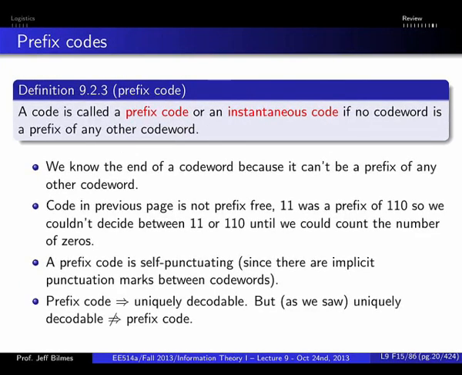And then a prefix code, also called an instantaneous code, is one where no code word can be a prefix of another code word. So if you get to a code word, there's no continuation of that code word which is also a code word.